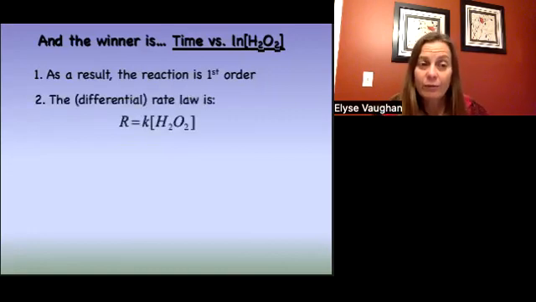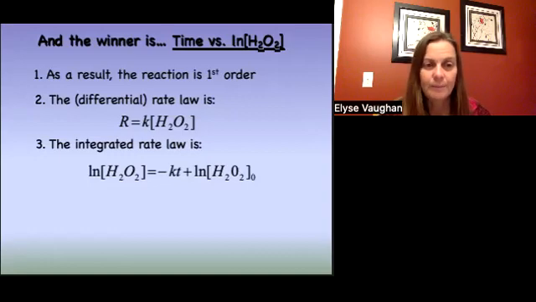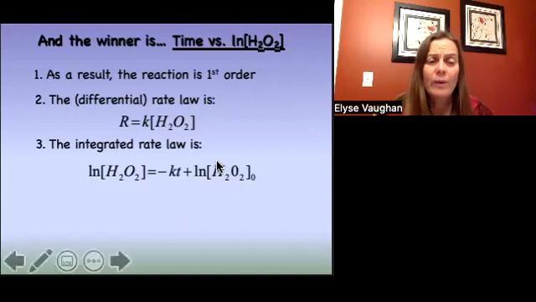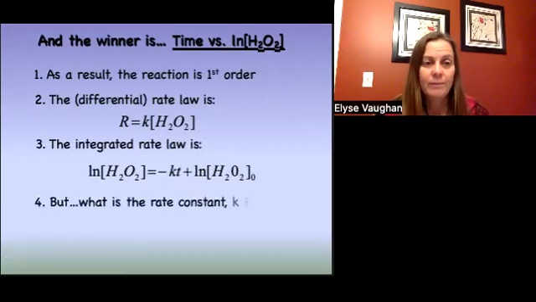And so we would write our differential rate law, the rate laws we've been practicing writing, as rate equals k times the concentration of hydrogen peroxide. And the integrated rate law is the line that we just graphed: the natural log of concentration is equal to negative kt plus the natural log of the initial concentration. So we can see that our y-intercept is the natural log of the initial concentration, and negative k is our slope.